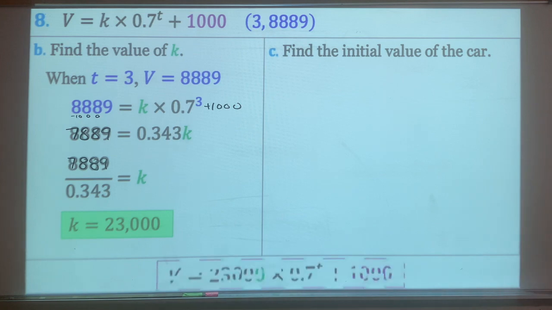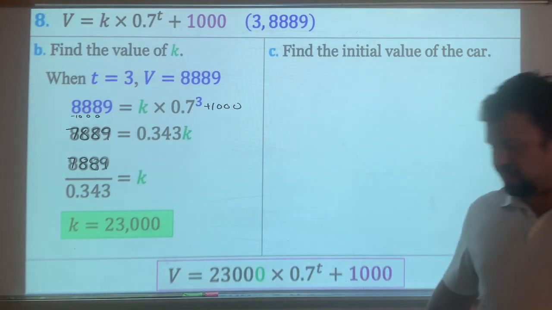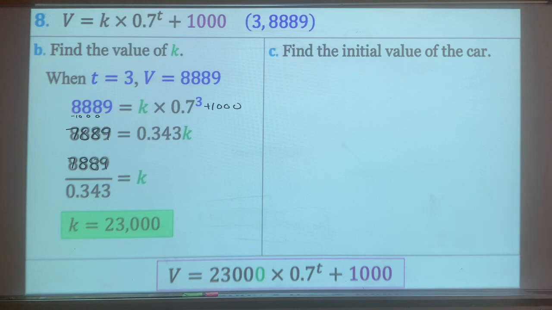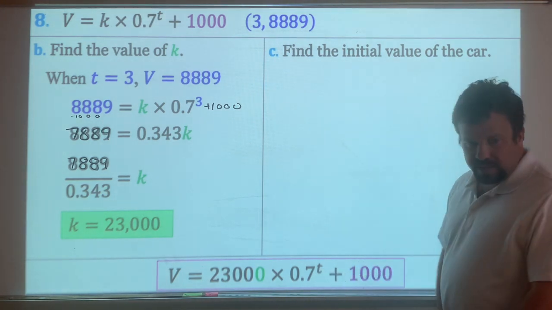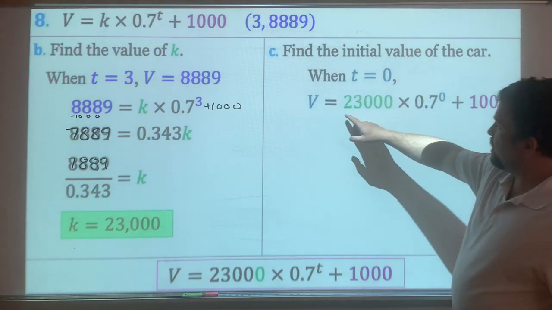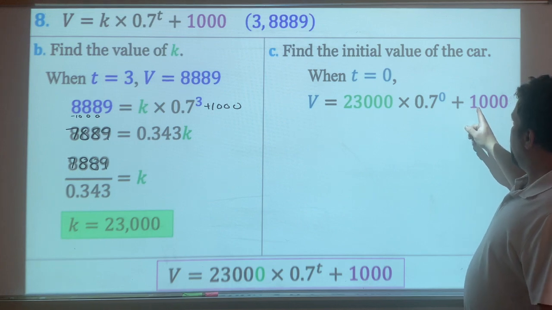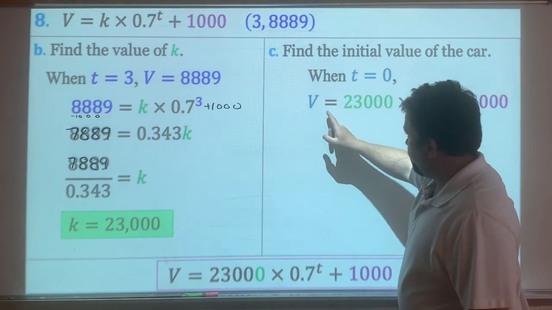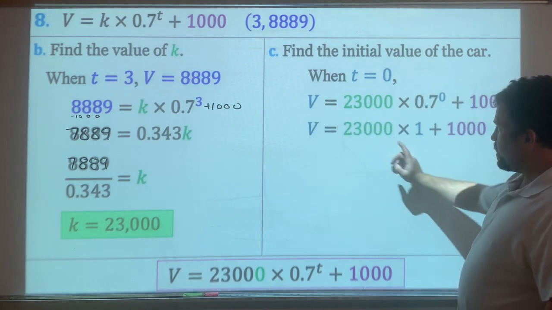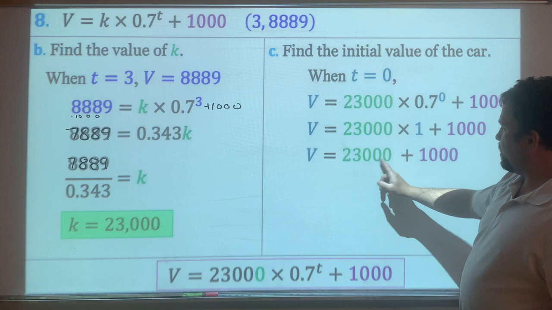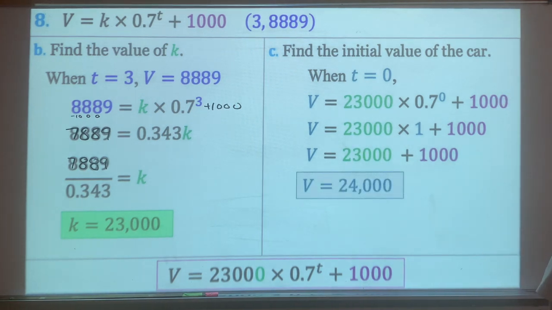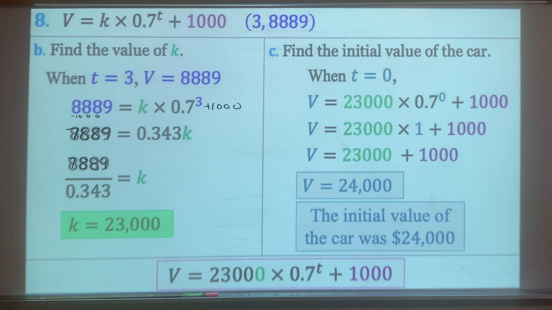So what you're going to do to find the initial value of the car is you're going to now have 23,000. All right, we're going to plug that in plus 0.7t times 1,000, where t is 0. So you got V equals 23,000 times 0.7 to the 0 power plus 1,000. We're looking for the original amount. V equals 23,000 times 1 plus 1,000, 23,000 plus 1,000 is 24,000. So the initial value of the car is 24,000. Right?